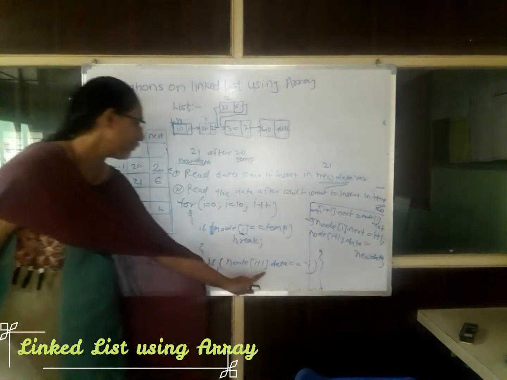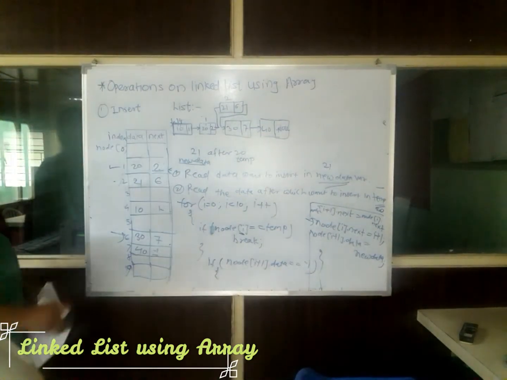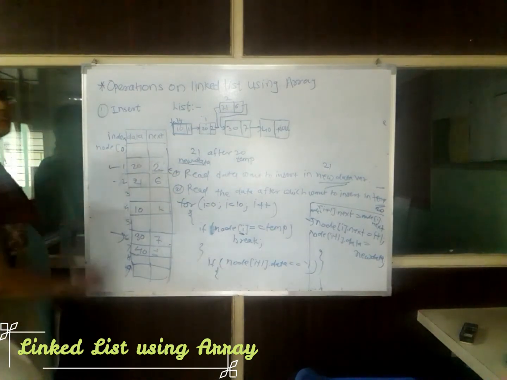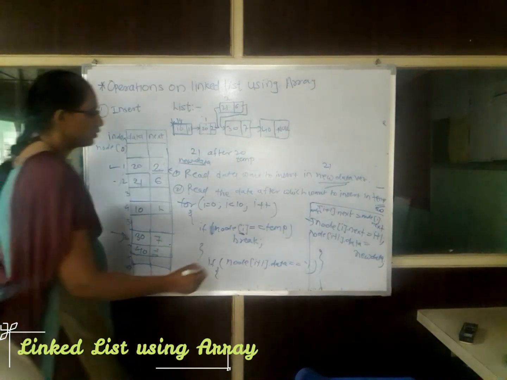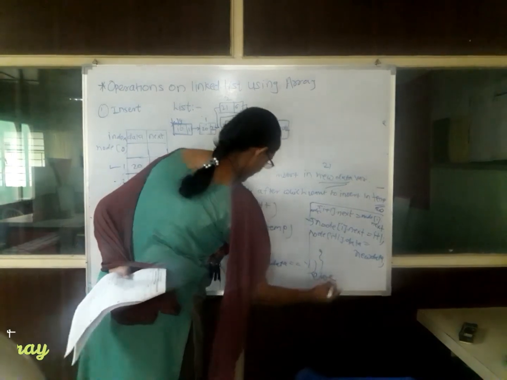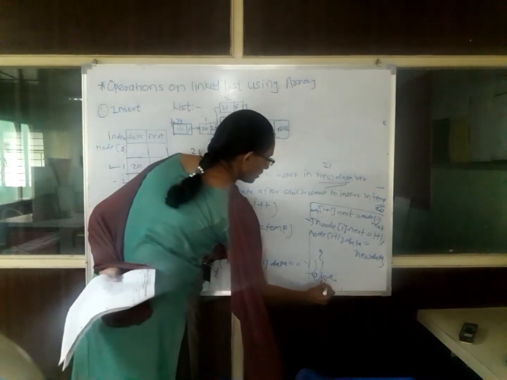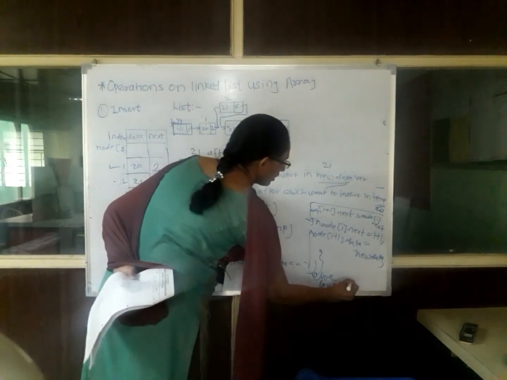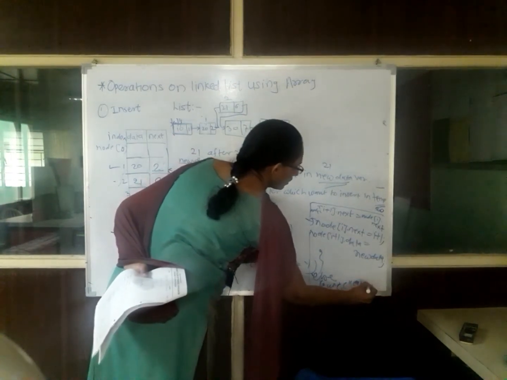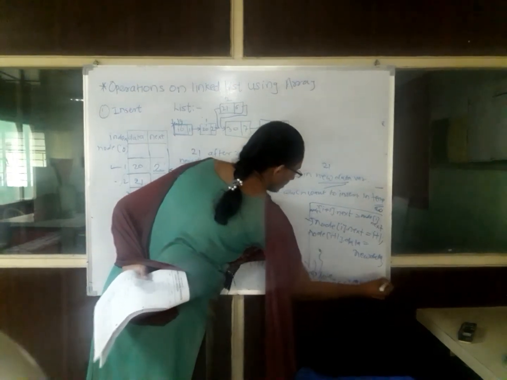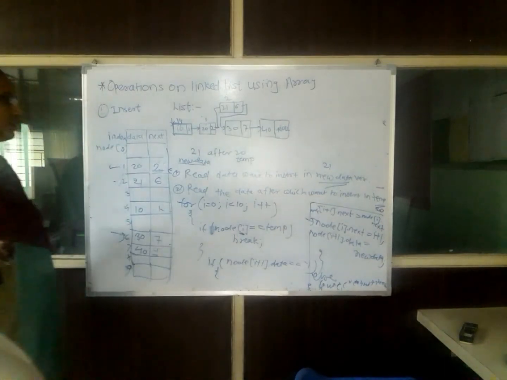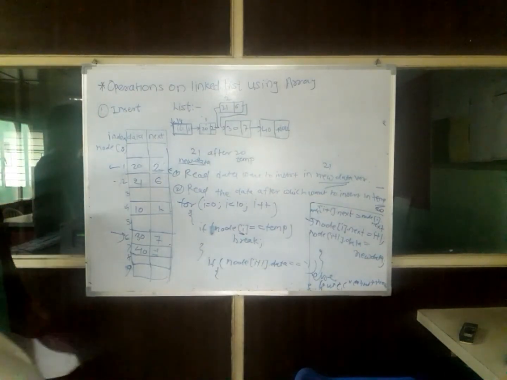Now if this next location is not empty, if there is some data available, then what you have to do? Here you have to print else, cout, cannot insert. Cannot insert. This is about the insert operation using linked list.